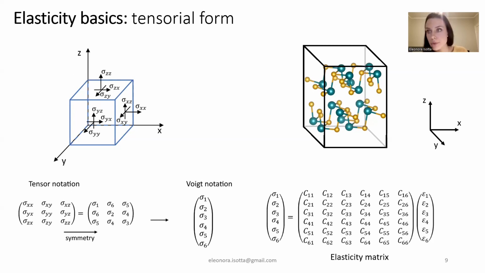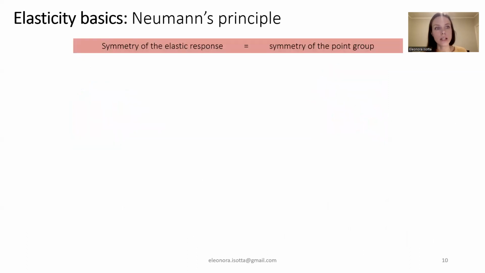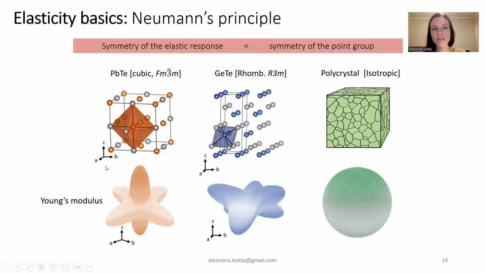But the elasticity matrix can be further simplified if we take into account the crystal symmetry of the material that we are studying. And this is because elasticity follows what is called Neumann's principle. Neumann's principle tells us that the symmetry of the elastic response is going to be equal to the symmetry of the point group. So this means that when we have a certain geometry, a certain crystal structure, we expect the same type of symmetry to appear in the elastic constants.